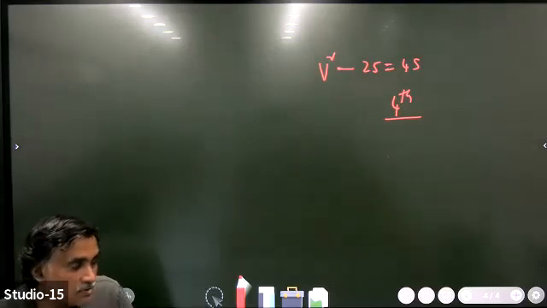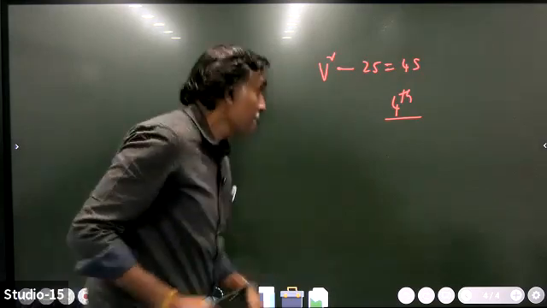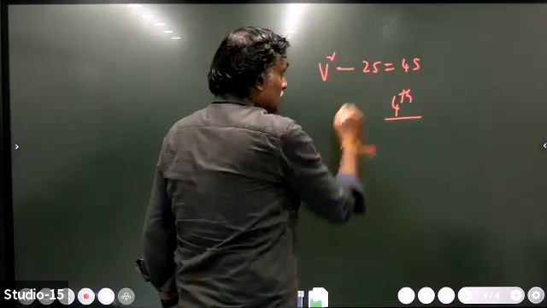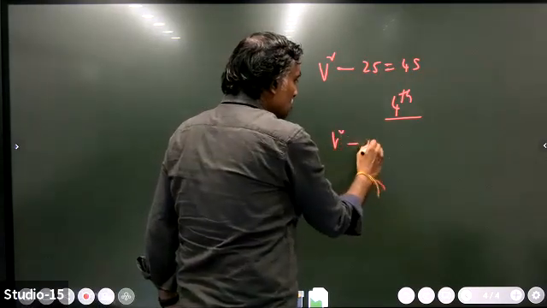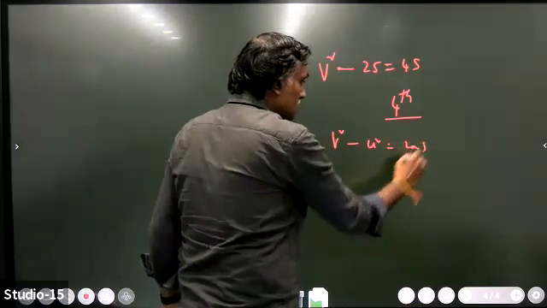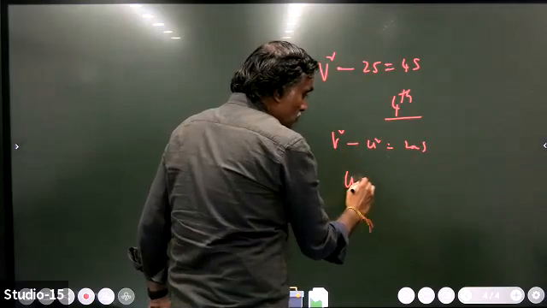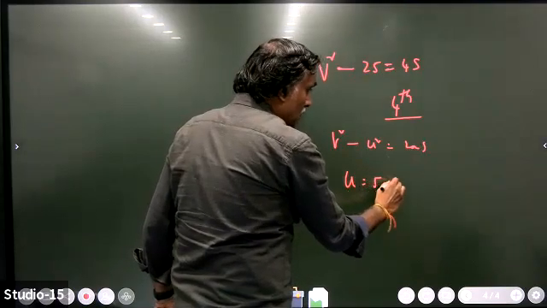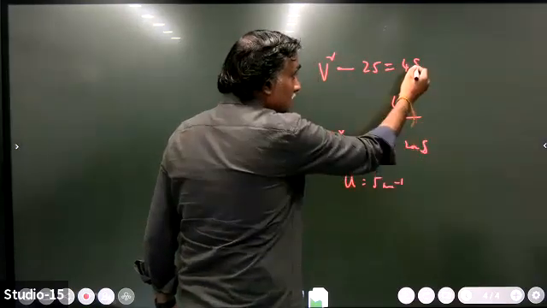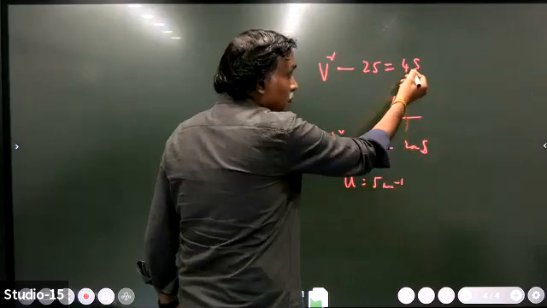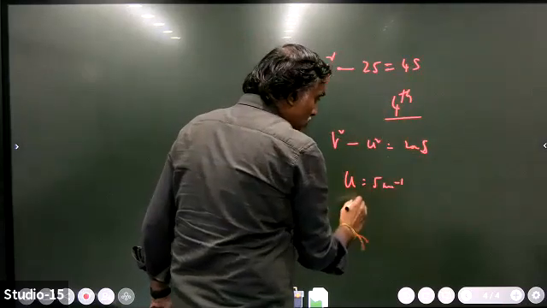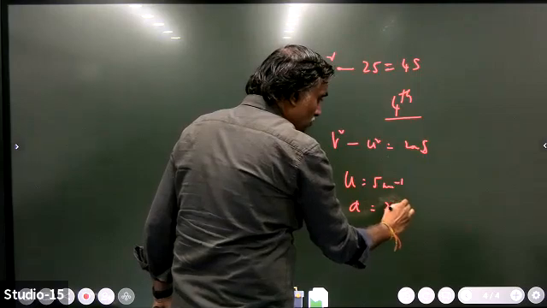So you should compare this with what equation? V square minus u square equals 2as. And what is u square? 25. So what is u? 5. What is the coefficient of s? 2a. Here it is 4. So 2a equal to 4, so a equal to 2.